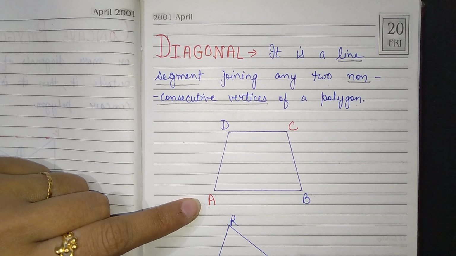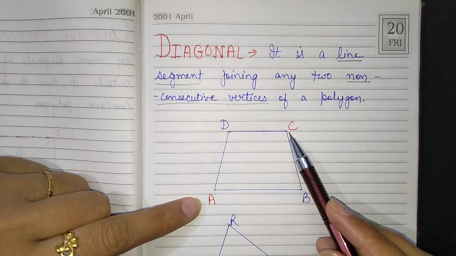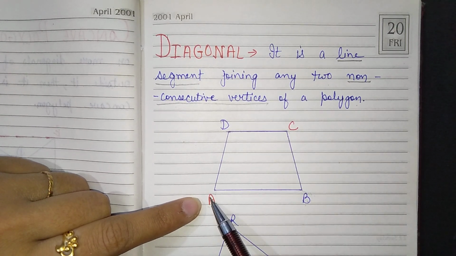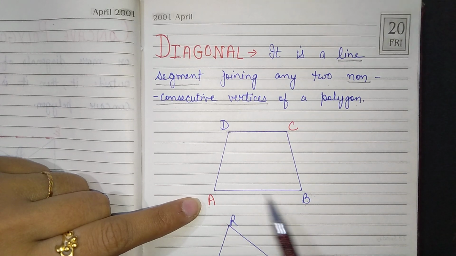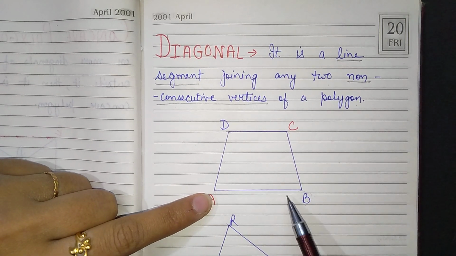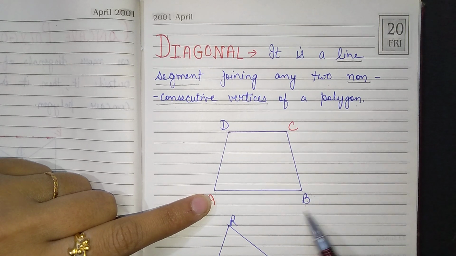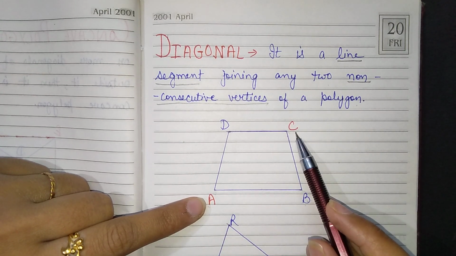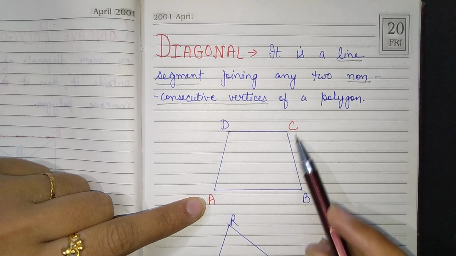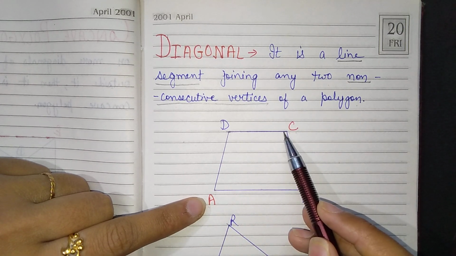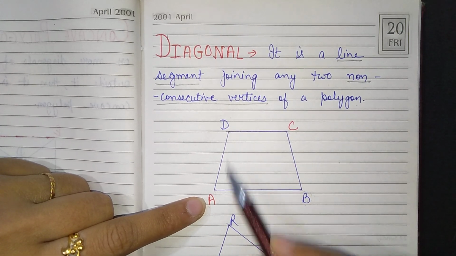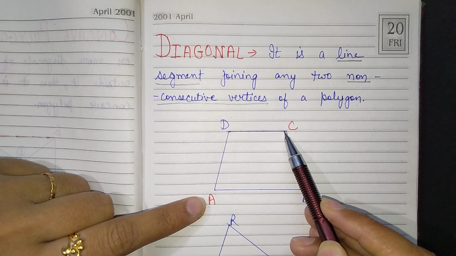Now suppose I want to go from A to C. From A to C, I can see I will have to move along this path or along this path. When I start moving along this path, in between A and C there is one vertex coming, that is B. Because there is one vertex coming in between A and C, we shall say that A and C are non-consecutive vertices. Similarly, if I move along this path, then also between A and C there is another vertex coming in between, that is D. So A and C are again non-consecutive vertices.